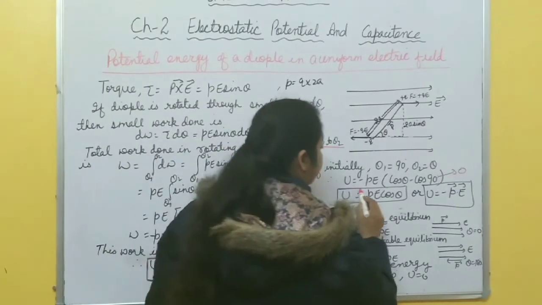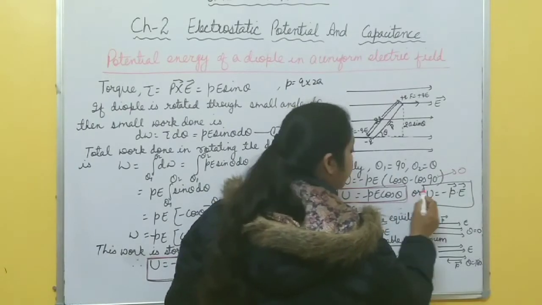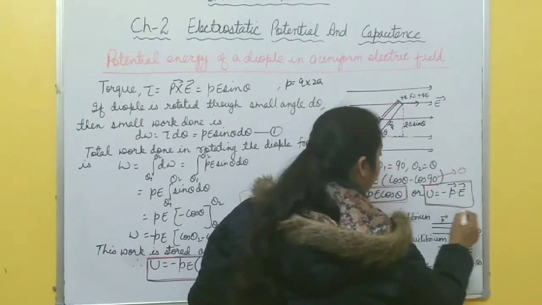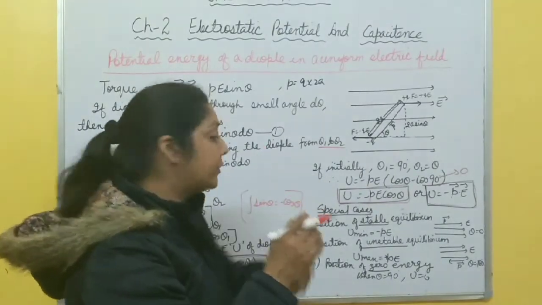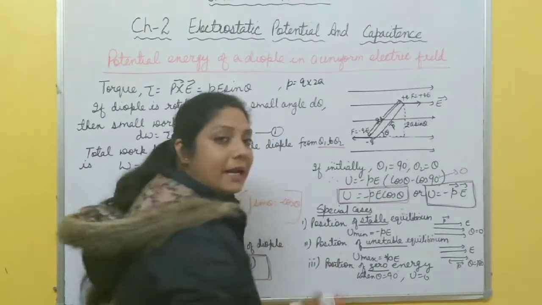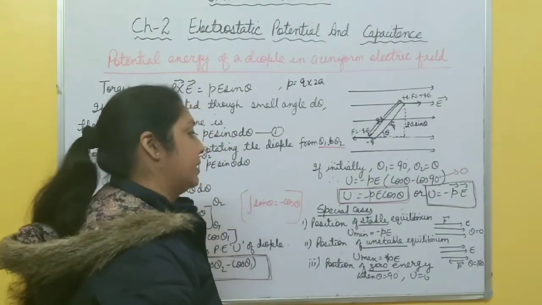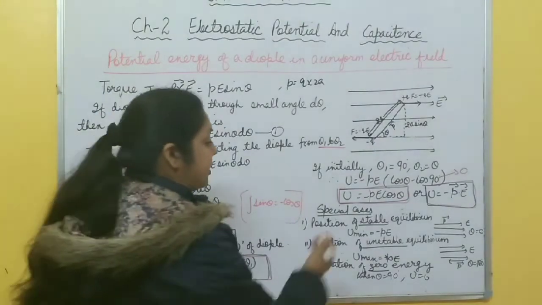This is the expression for potential energy when the dipole is placed in a uniform electric field, initially perpendicular, and rotated through angle theta. That potential energy is given by minus PE cos theta, right? Now there are different cases, special cases.